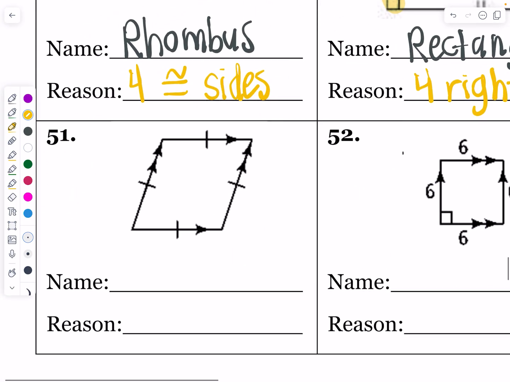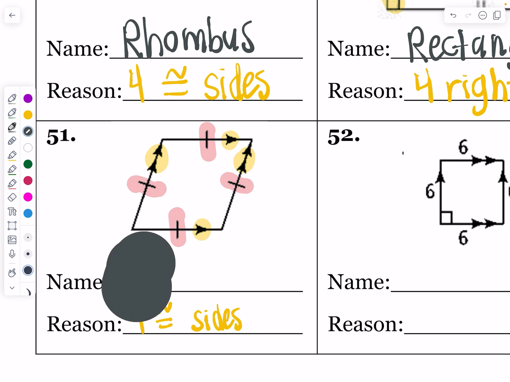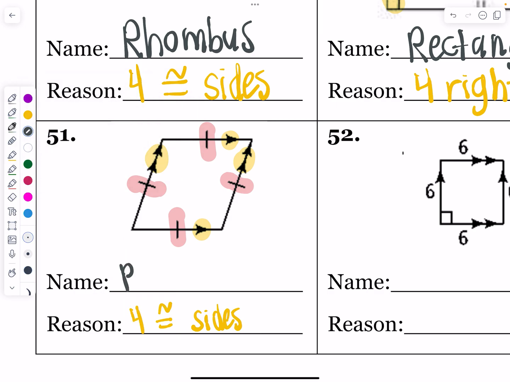Okay, 51. 51 is definitely a parallelogram because it's got my parallel markings, but they already told us that in the directions. So what else does it have? It has these 4 congruent sides. So because it has the 4 congruent sides, what shape do I know that it has to be? Most specifically, all I can say is that it's going to be a rhombus. That is going to be a rhombus.